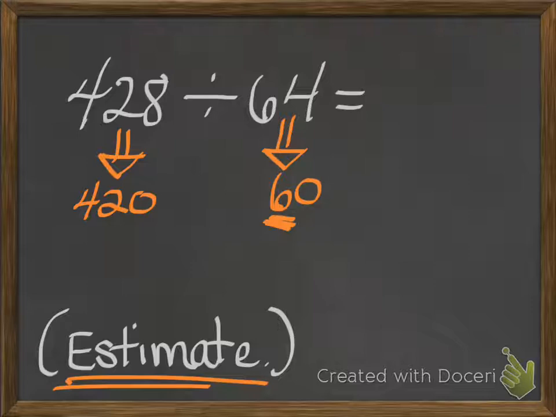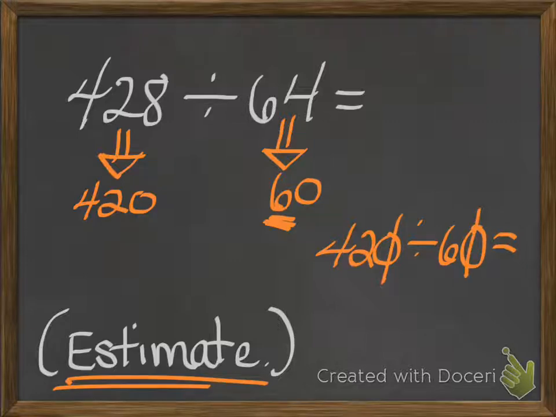Okay, so now I've got 420 divided by 60, and I can use all the tricks that I've learned, like taking the zero off the end, putting that into 42 tens and 6 tens. That leaves me with 42 divided by 6, and that equals 7. So probably my answer is going to be either 7 or close to 7.